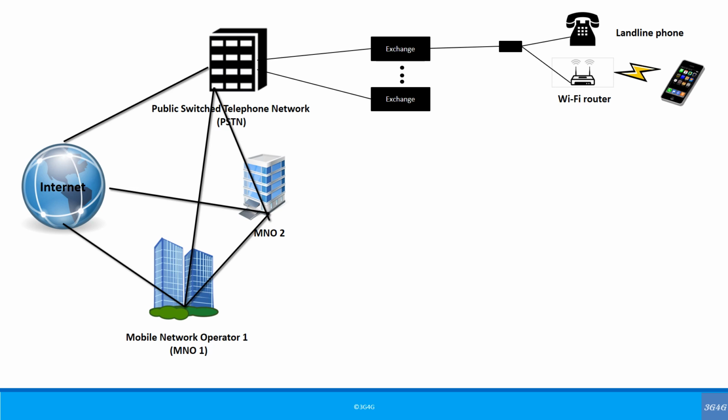Here I have shown that as the internet, but you can have different kinds of connectivity. For example, IP exchange, other mechanisms of connectivity. To avoid a lengthy process, the operators and the PSTN connect directly to each other.